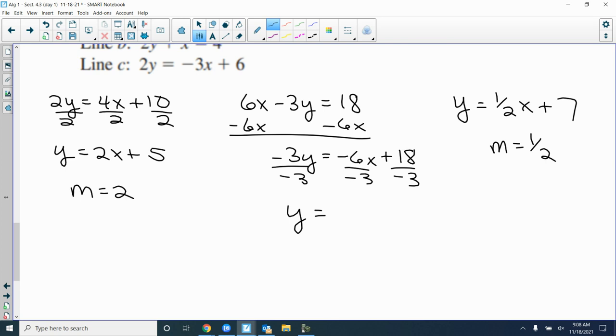Y equals 2x minus 6. Good. -6 divided by -3 is positive 2x. 18 divided by -3 is, oh, because you did say -6, didn't you? Yeah. All right. Slope, Jeff, what's the slope of that line? 2. Alex, are any of these lines parallel?